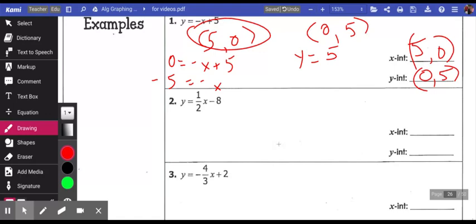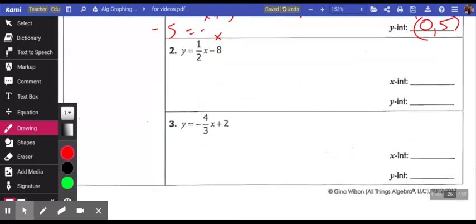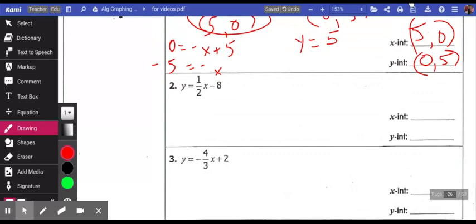So you go ahead and do number 2 and 3, and I will write them in, so you pause it and see what you get.